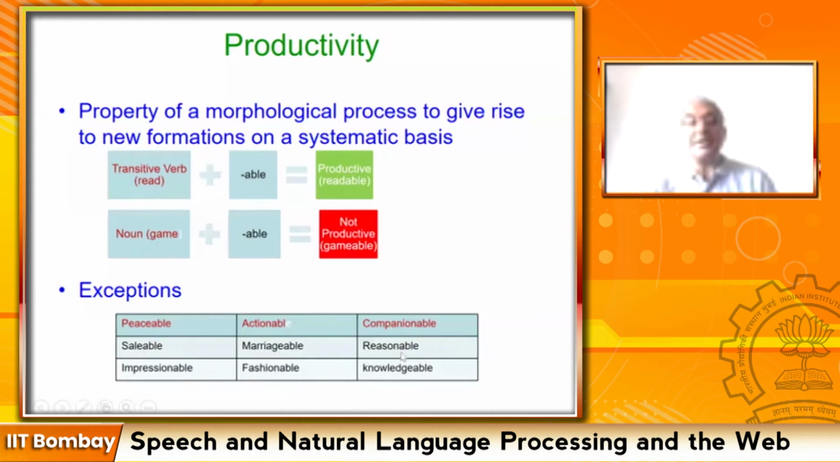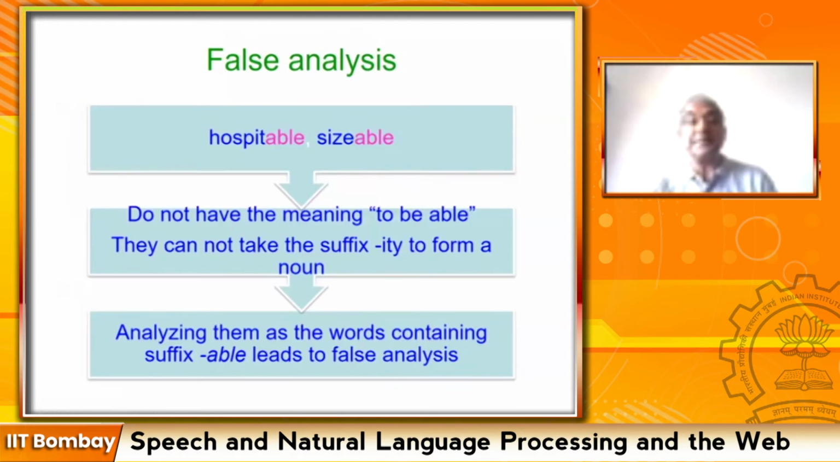Saleable, marriageable, reasonable. These are valid words of the language. False analysis. So hospitable, sizable. These are okay, but they cannot take the suffix "ity". You have hospitality, but not hospitability. You do not have sizability. These are not allowed.